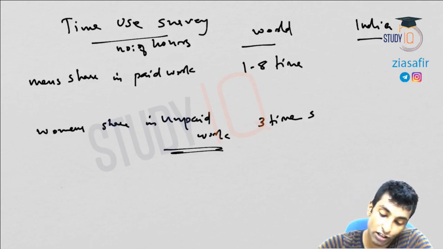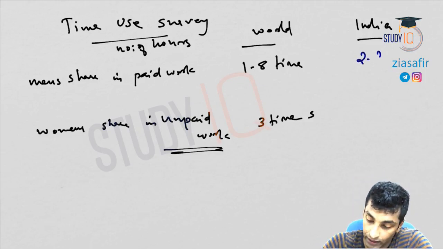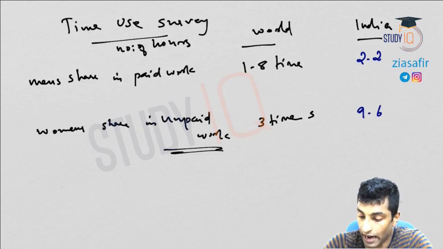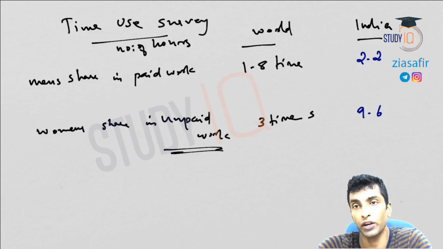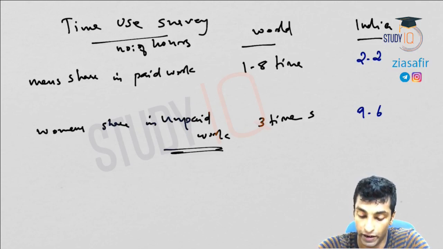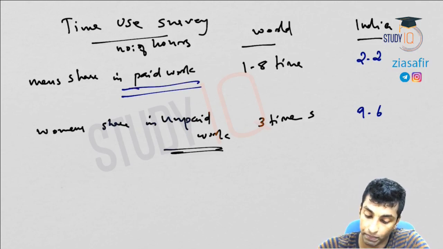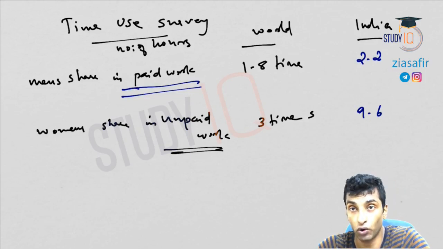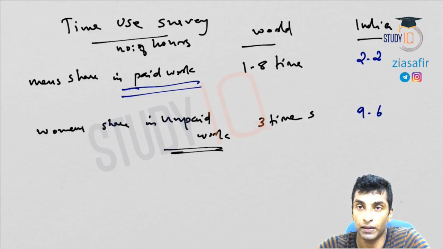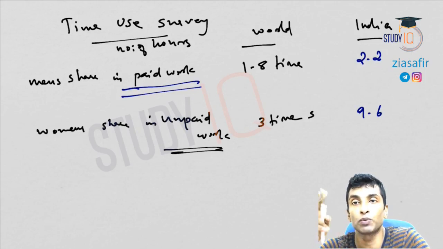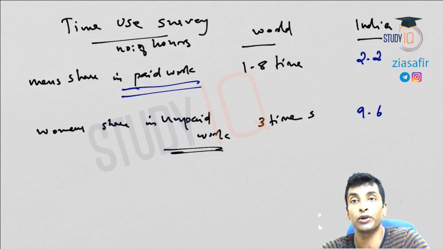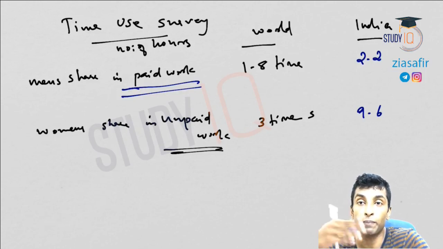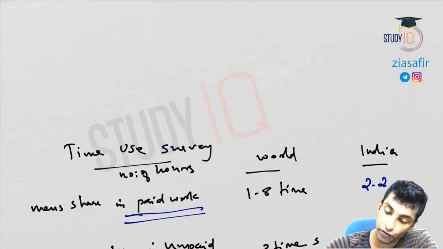In case of India it will be even worse. This is 2.2 and this is 9.6. So women's share in unpaid work is 9.6 times men's share in unpaid work. Here also you can see men's share in paid work is 2.2 times more than women's share in paid work. So for one woman getting paid, 2.2 men are getting paid. For one man doing unpaid work, 9.6 women are doing unpaid work. So I hope this is clear for all of you.